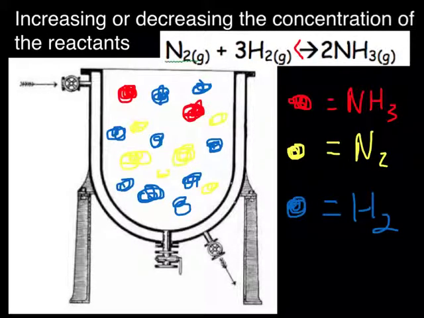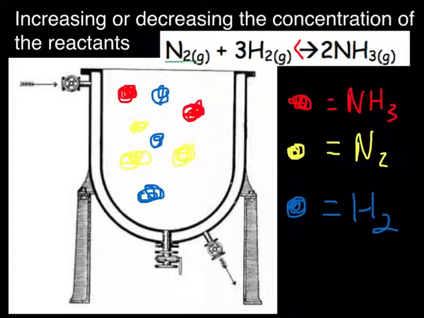So, if I increase the concentration of those two things, now what you're going to do is you're going to draw another picture. I've increased the concentration of these things here. You're going to draw a new reaction chamber and watch what happens. They are going to react. That's them reacting, by the way. And they are going to form product.